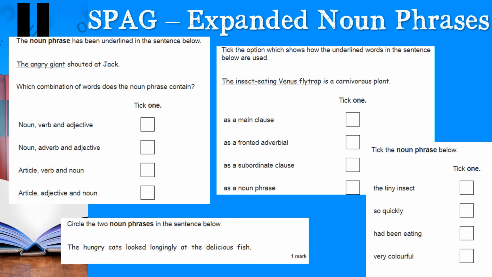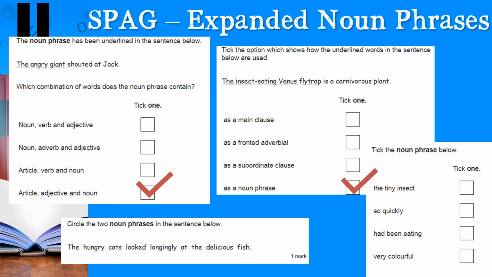Okay, my lovelies. So we have got 4 more questions for you, all about expanded noun phrases. Have a go and resume the video when you are ready. Okay, I'm going to go through the answers for you now. So the first question, we need to think about the combination of words, the different word classes in the sentence, the angry giant shouted at Jack. So the underlined bit, we need to think, what word classes are they? The word the, we know is a determiner. We know another word for determiner is article. Angry is an adjective. It is describing a noun, which is giant. Well done if you got that one right.